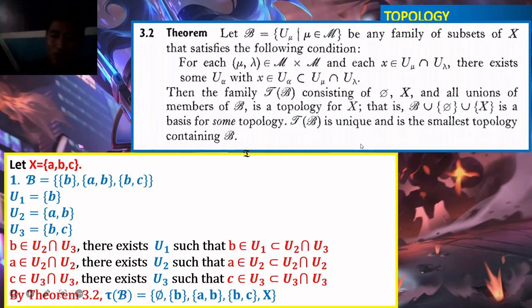Okay. That is why class, it is in tau of script B, because we know it is unique. And it's the smallest topology containing script B. So, all the elements of script B class are there. Next class are the unions. So, if you union B or AB, that is AB still, the union of AB or BC, that is X. BC or B, that is BC still. So those are all of them. So, that is for our theorem 3.2.